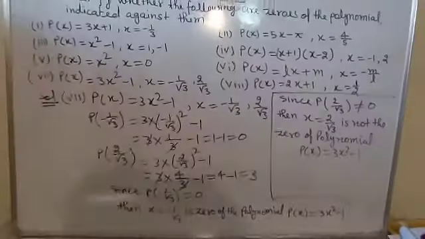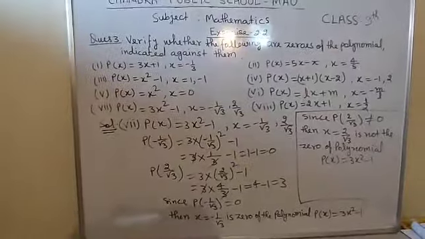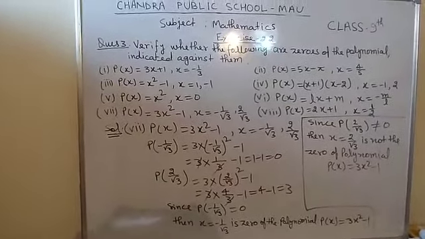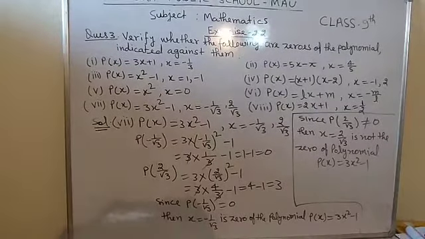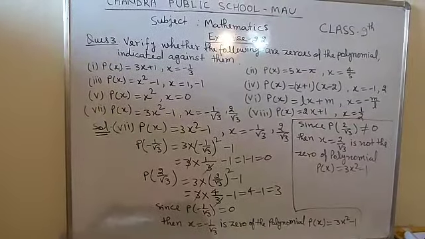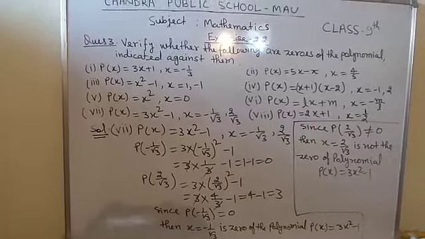So here two values were given in that question. For the first one, the value of the polynomial was 0, so that's why it is the zero of the polynomial. But for the second, it is not equal to 0, so that's why the second value is not the zero of the polynomial.